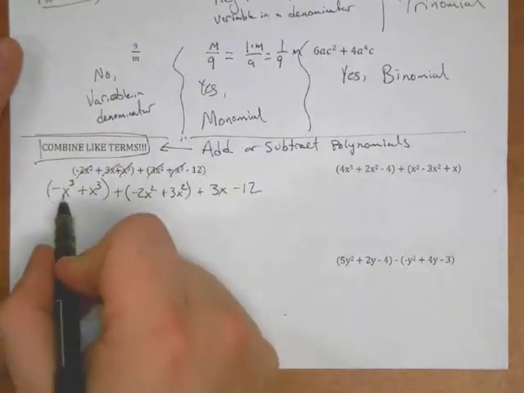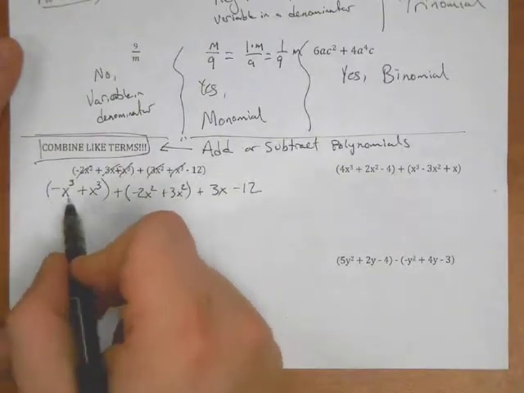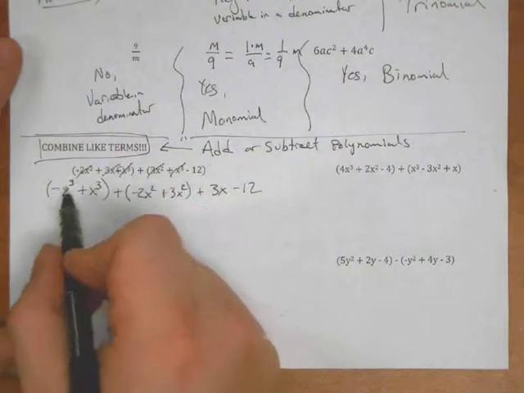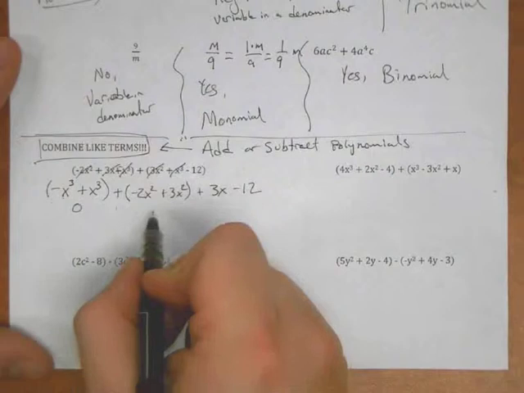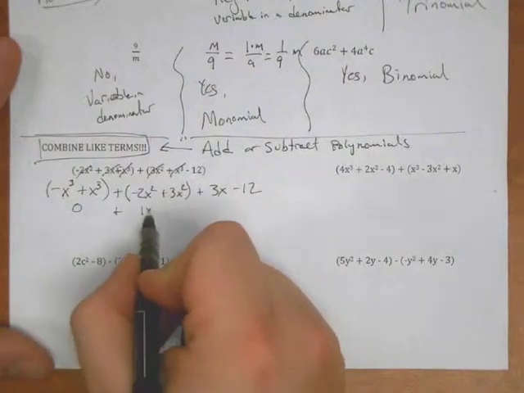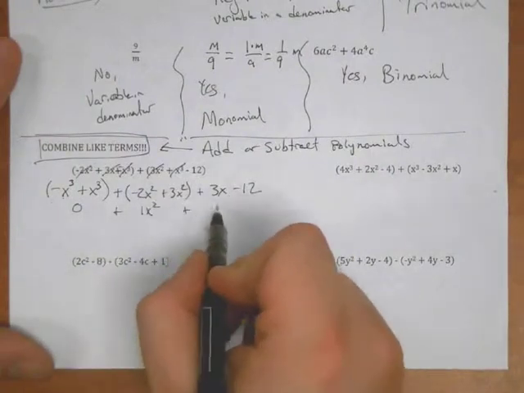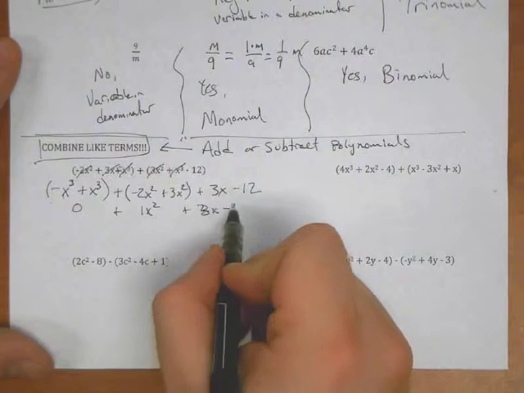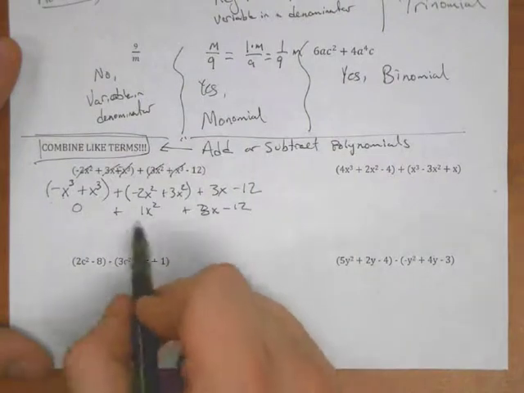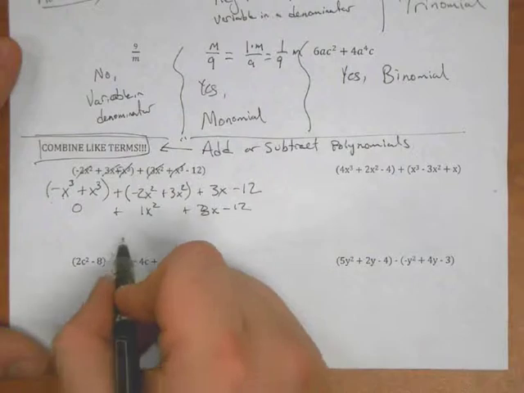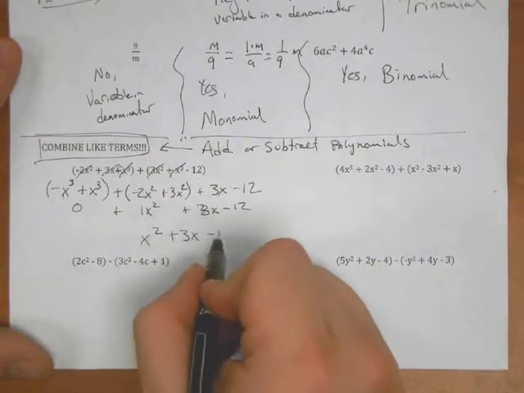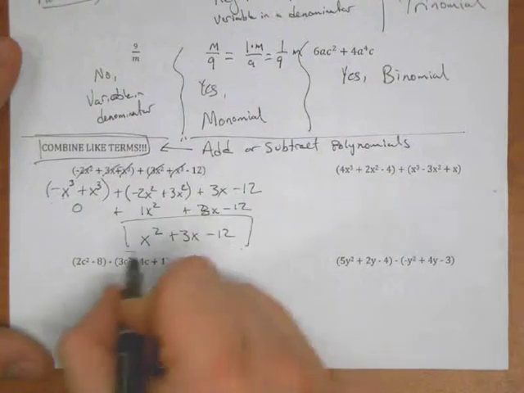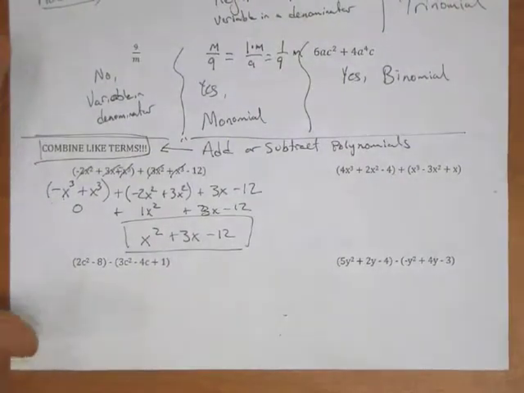So I'll combine here. Negative x to the third plus x to the third. That's like negative 1 plus 1 is nothing. This is 0. This is 1x squared. And then these two, they have nothing in common. So 0 plus 1x squared plus 3x plus minus 12, or maybe we'll clean this up just a bit. x squared plus 3x minus 12.